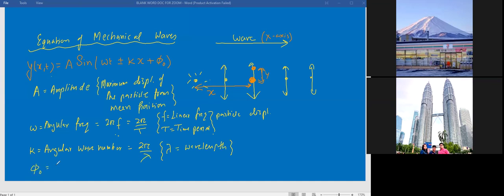And phi naught is called initial phase, or it is known as epoch. It is the initial status of the wave at time t equal to 0, at x equal to 0. Okay, so please write it down. All these information we get from the equation of the mechanical waves.